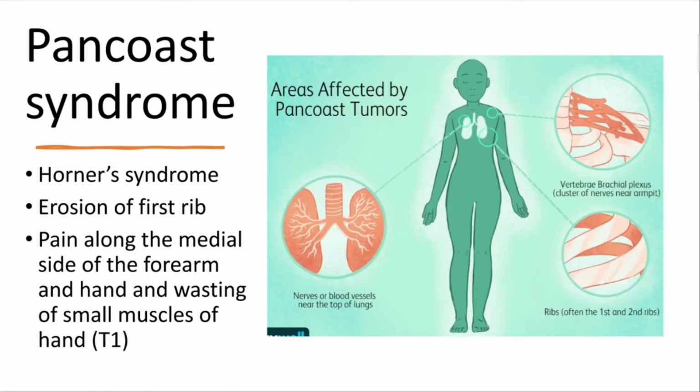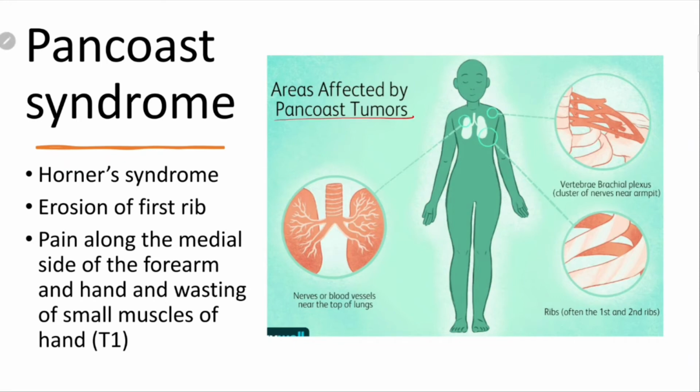So now we are starting with the lung. Pancoast syndrome. It occurs due to involvement of the structures related to the posterior aspect of the apex of the lung by the cancer of lung apex. So these are Pancoast tumors.